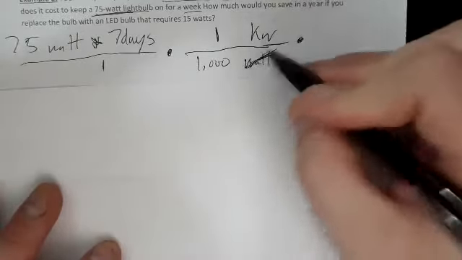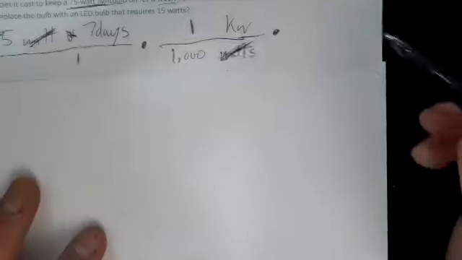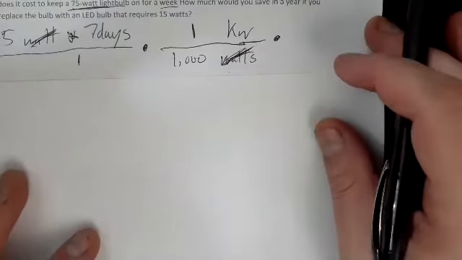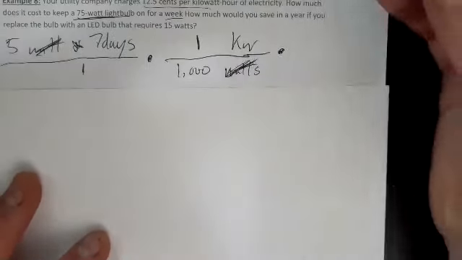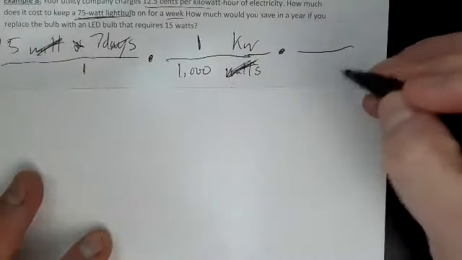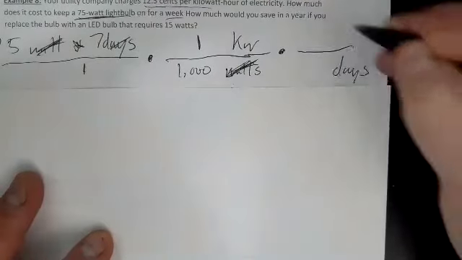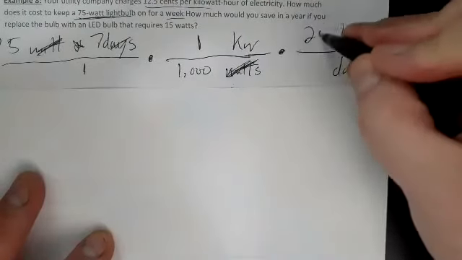And so this is going to get us our kilowatts we want. We have 7 days, so we need to go from days to hours. So we want to simplify this days. So this is days on bottom, hours on top. There are 24 hours in 1 day.